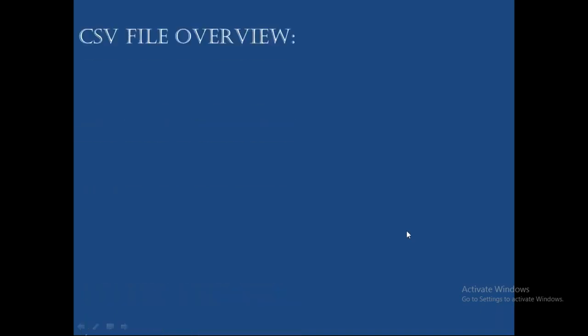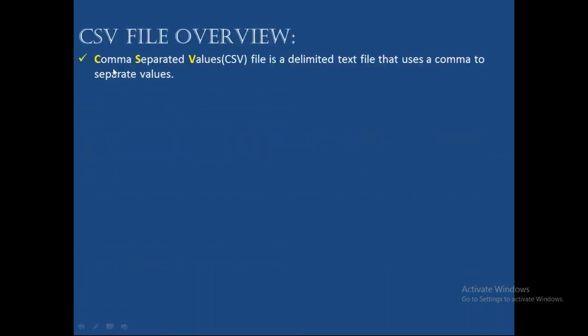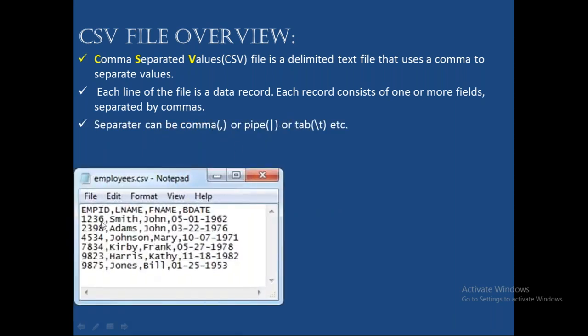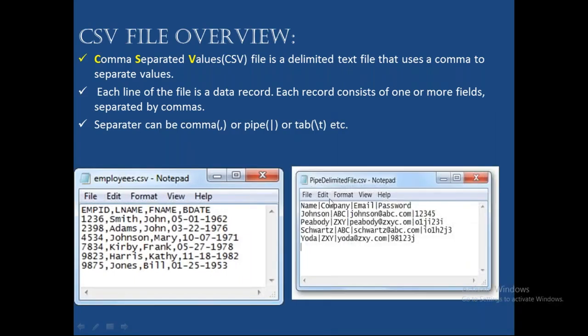That we discussed again. So CSV file, we know, right? CSV is nothing but comma separated values. Your values will be separated with a comma. Yesterday we have seen that. Each line of the file is a data record. Each record consists of one or more fields separated by comma. So the separator can be comma or pipe or tab. We discussed all these things yesterday. So you can see each value is separated by comma. Not only comma, it is possible that you can have a pipe, you can have a tab, you can have anything. Any delimiter you can use.